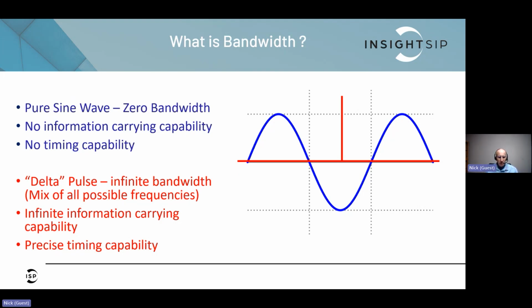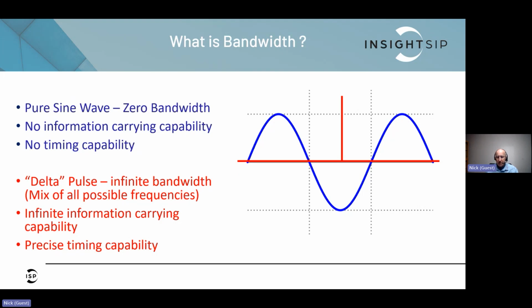Then the red one is the opposite of that. That's what we might call a delta pulse. It's a very theoretical thing, but it's basically a pulse that exists in one moment in time. And from a technical perspective, anybody who's done maths and engineering or physics and has studied Fourier transforms, you'll know that this is a combination of every possible frequency in the electromagnetic spectrum, all put together to make this one pulse.